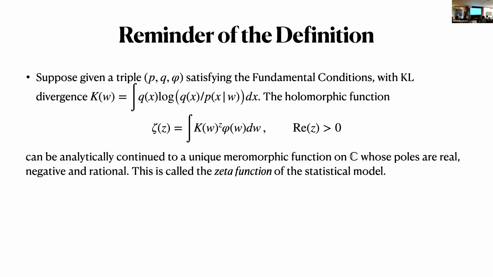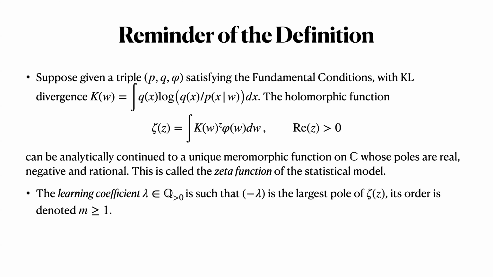So that it's not holomorphic, but it can be analytically continued to a meromorphic function whose poles are real, negative, and rational. And the learning coefficient is such that minus lambda is the largest pole. So the pole furthest to the right on the real axis, its multiplicity is m.